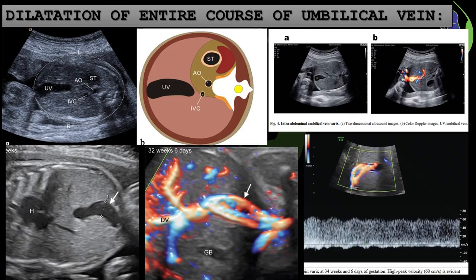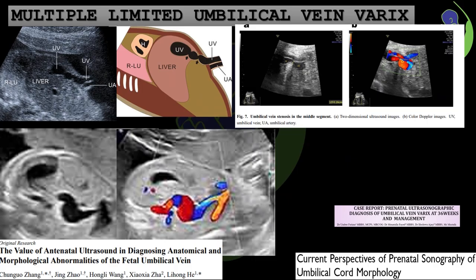In this slide, you can see the picture of the umbilical vein where you can see more than one focal segmental dilatation with the intervening segments of normal or relatively narrow vein rather than the uniform dilatation that we saw already. So this type is known as multiple limited umbilical vein varix.